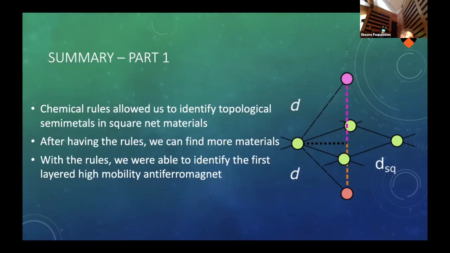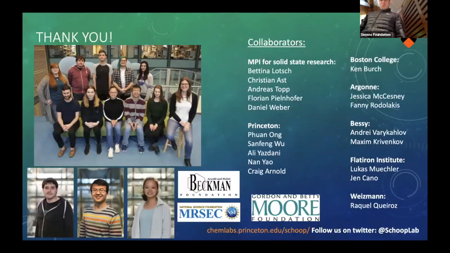This is the end. So let me summarize what I talked about. I hope I could convince you that chemical rules can be extremely useful and can be defined to find topological semimetals, at least in materials with a certain structural motif. And in principle, it's not impossible that these rules can be extended to other materials also. And that after we found these rules, we could use them to identify more materials. And most importantly, we could use them to find the first material which is exfoliatable, but also has a high mobility and magnetic order. With this, I would like to thank you for your attention, as well as my group and collaborators. Thank you.